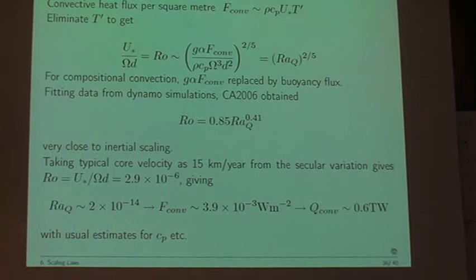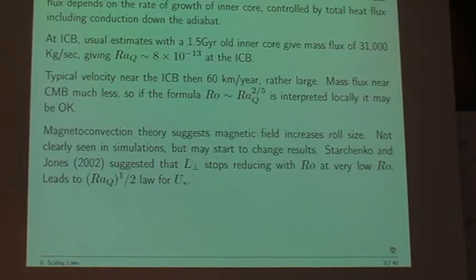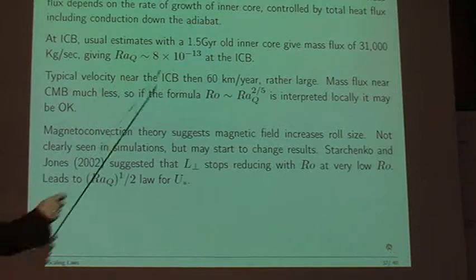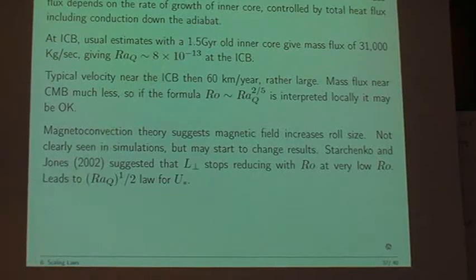Okay. So that's, as I say, a little gloss on all that. That, of course, just had the heat flux. You can do the same kind of calculation for the compositional convection. And as I mentioned, the inner core is probably not that old, only about 1.5 billion years, considerably less than the age of the Earth. And that gives you this mass flux, about 31,000 kilograms of light material being liberated per second, and that gives you a value of RaQ, but that's not all that different from the previous one, and so that all seems to work out quite nicely.